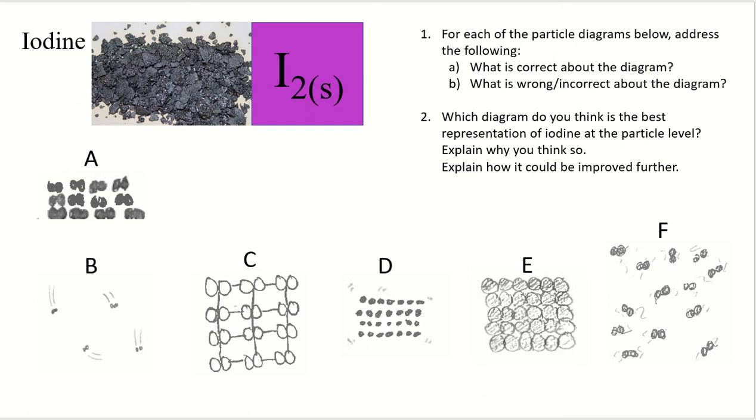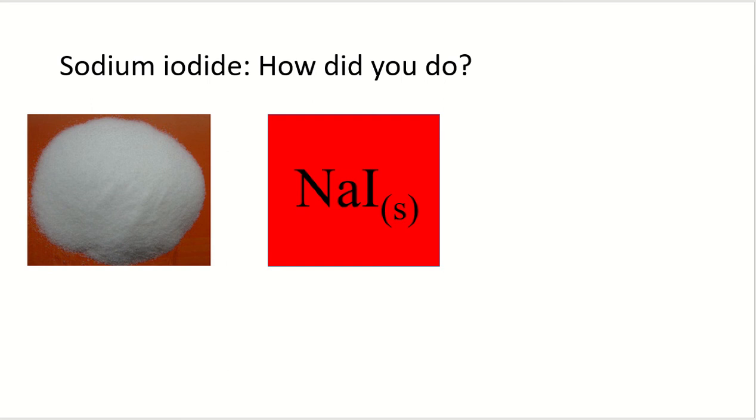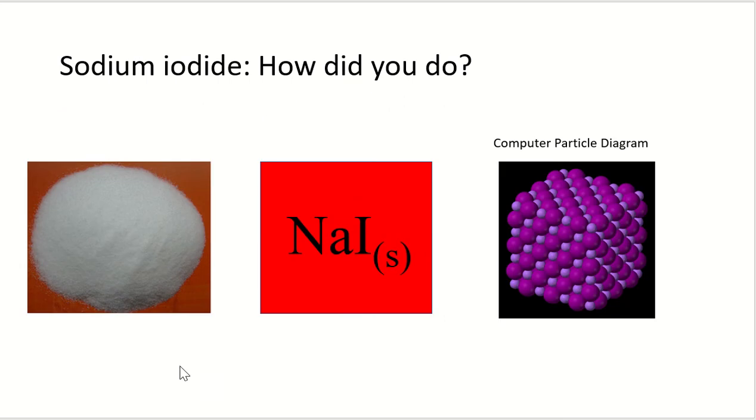All right, going down to sodium iodide. How did you do on that one? So we have our salt crystals here, NaI, it's a solid, and we're going to look at first a computer diagram. So here's the computer particle diagram. If you look, there's a 1-to-1 ratio of the small purple spheres to the large purple spheres.